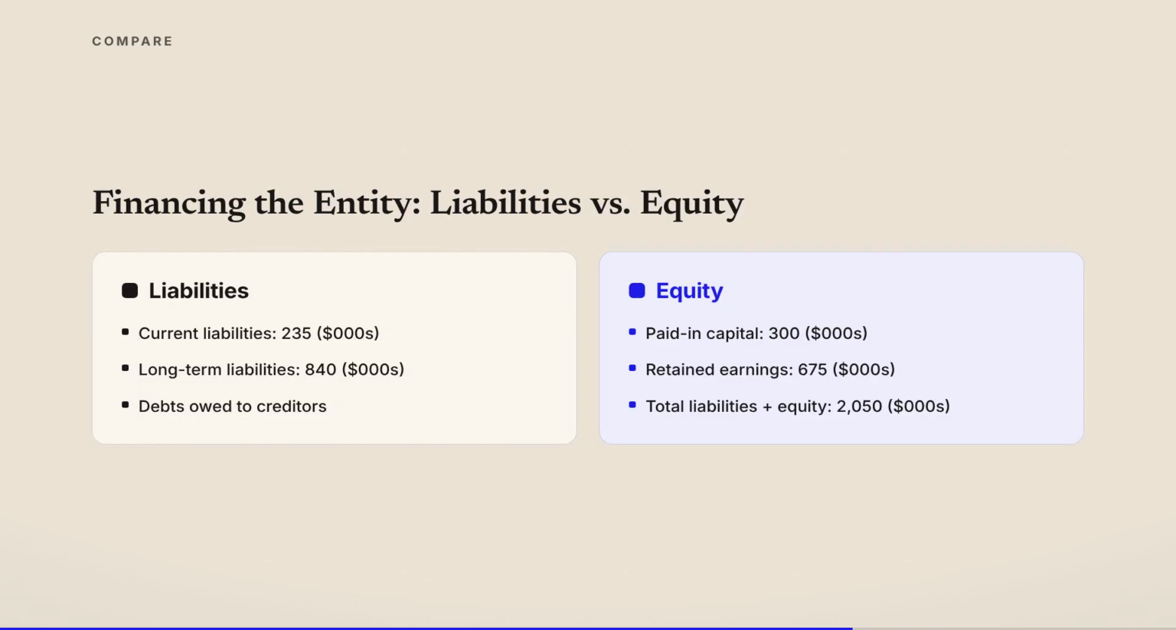$1,130,000 of current assets plus $920,000 of non-current assets equals $2,050,000 of total assets. On the other side, $1,075,000 of liabilities plus $975,000 of equity also equals $2,050,000. The balance is not a coincidence. It is the visible result of dual aspect accounting.